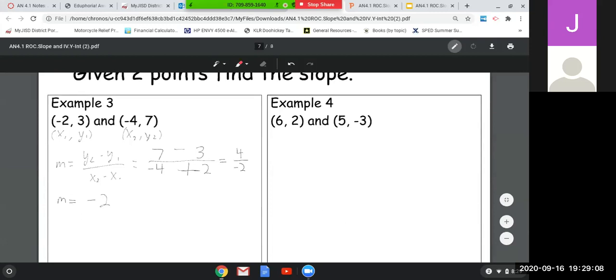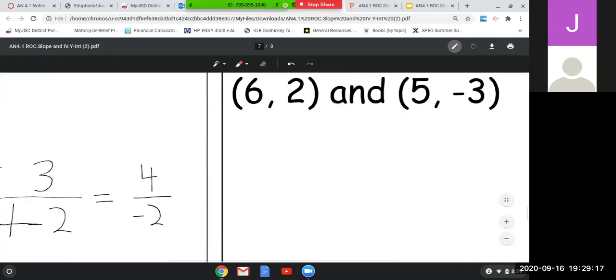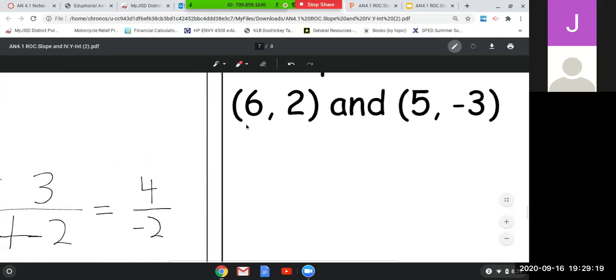Example 4, this next example. Same thing I'm going to do here as I did last time. I'm going to label, this is my x sub 1 and my y sub 1. This is x1, y1.